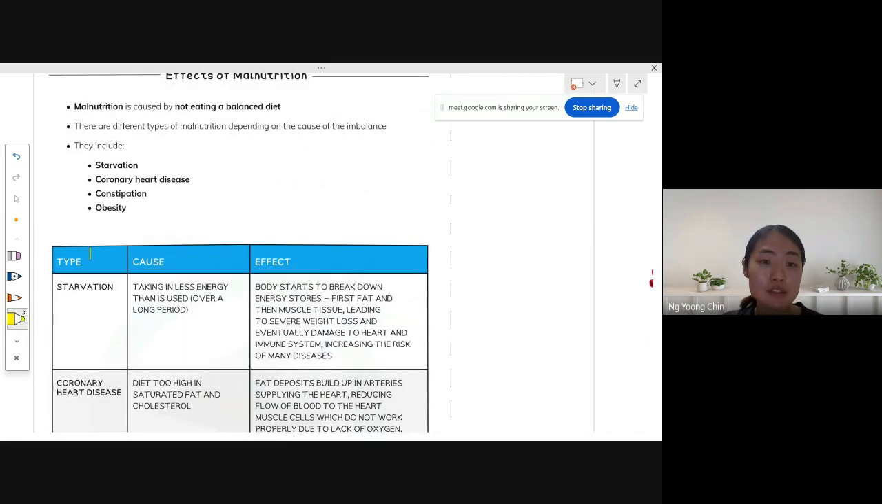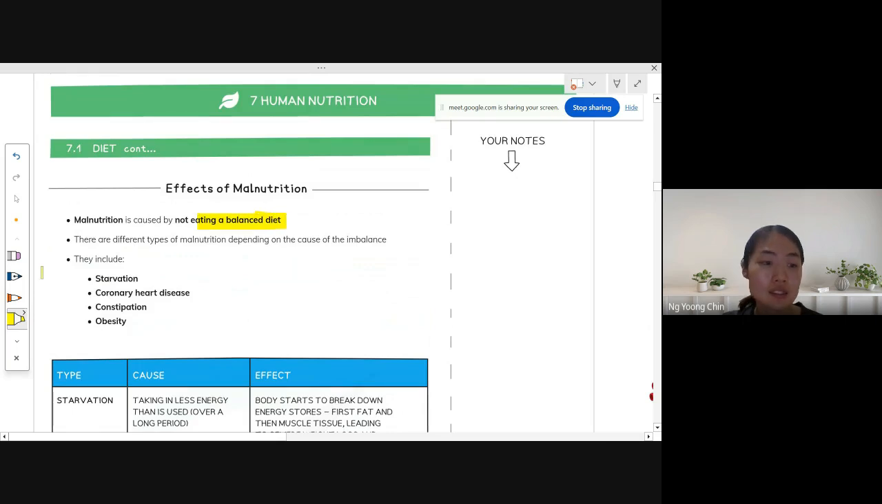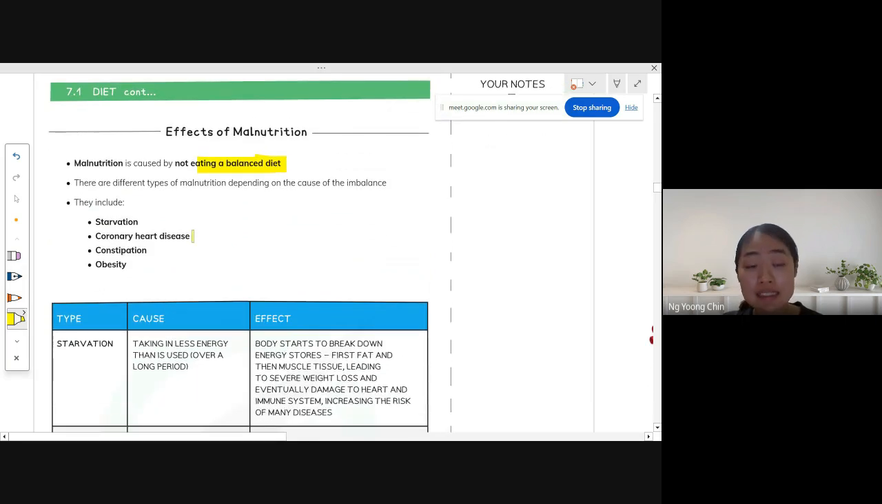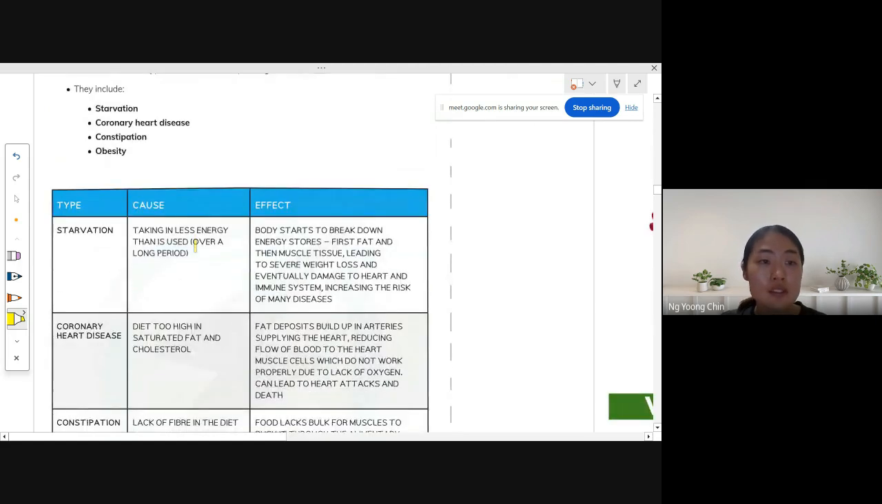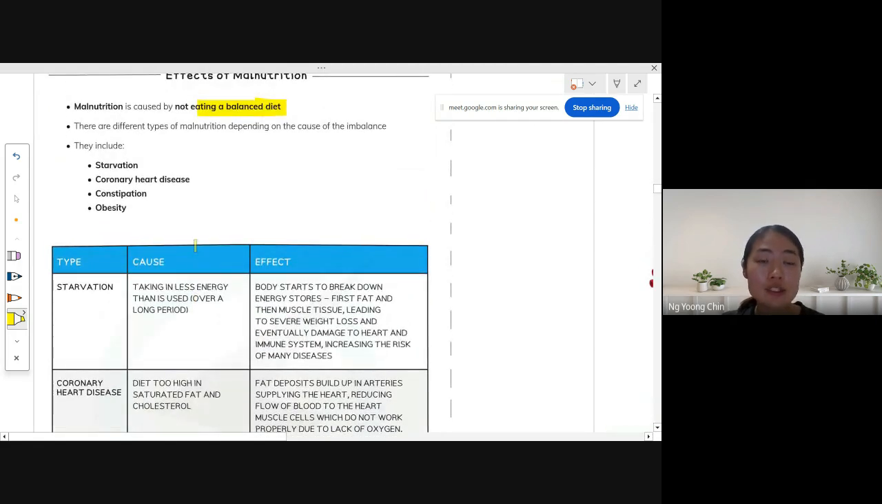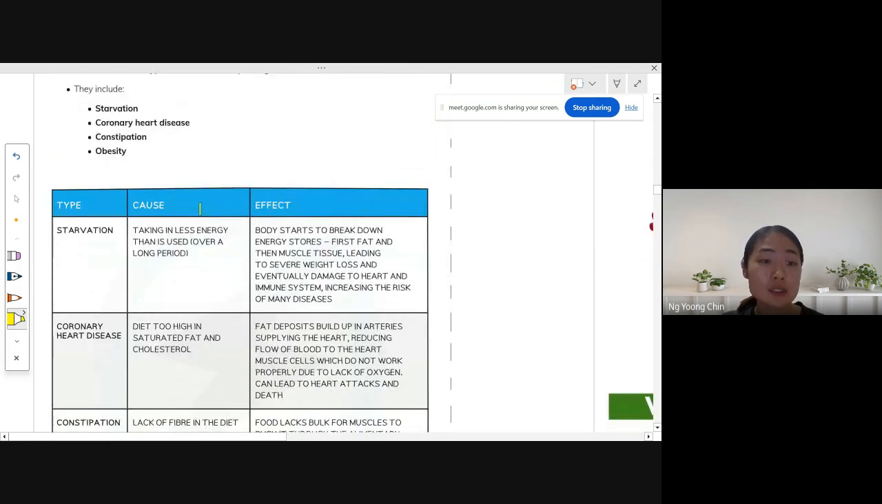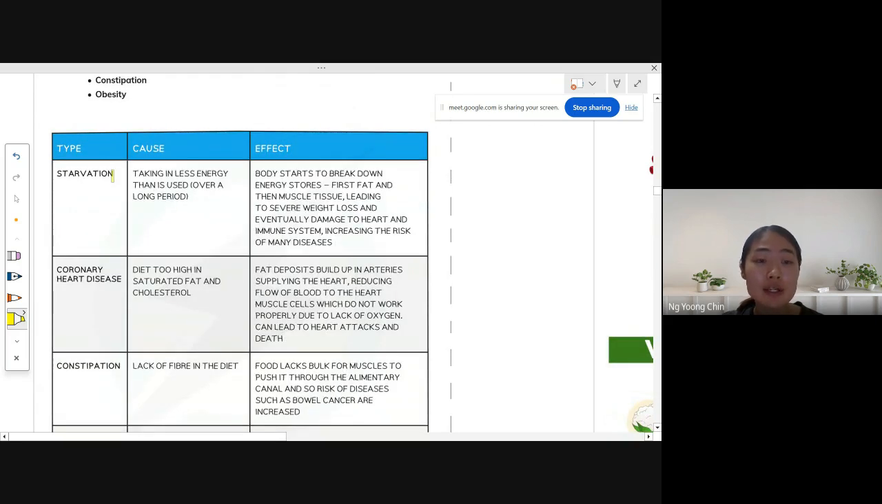So that means that your diet is not balanced. Either you are eating too little or you are eating too much. So there are 4 types of conditions caused by malnutrition. Starvation. Starvation means what? You are eating too little.